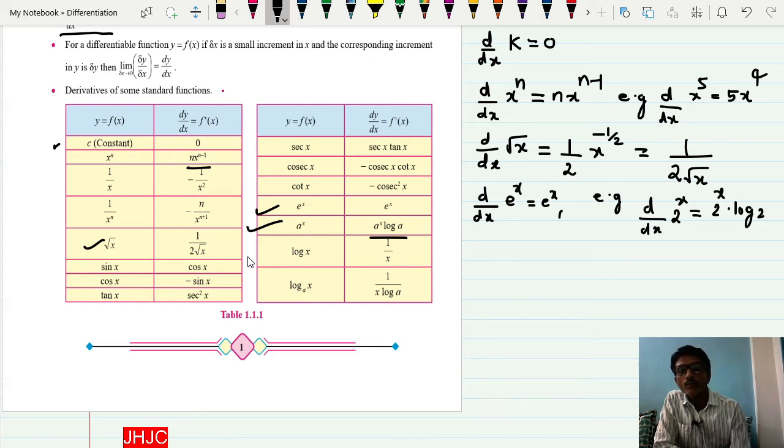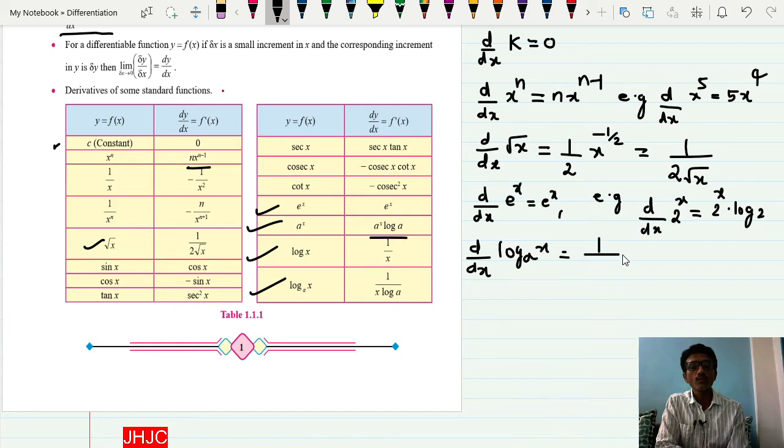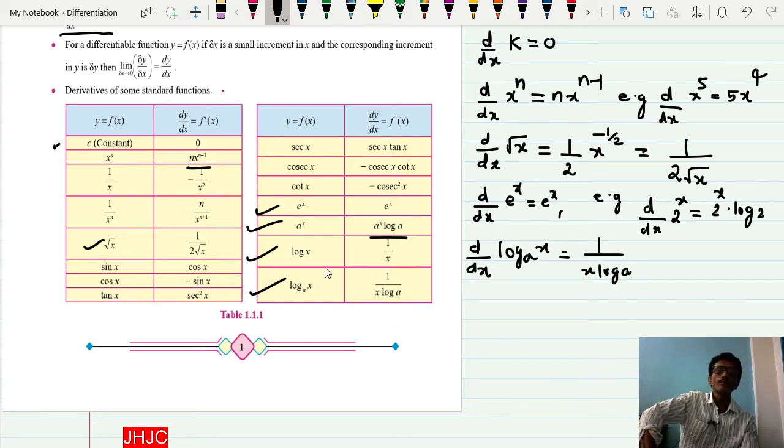The derivative of log x is equal to 1 upon x. The derivative of log x to the base a is equal to 1 upon x log a. Derivative of e raised to power x, derivative of a raised to power x, derivative of log x is 1 upon x, derivative of log x to the base a is 1 upon x log a.